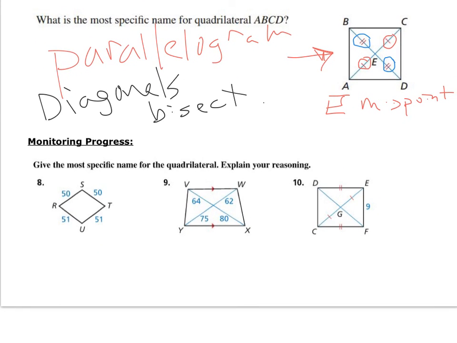I want you to do 8, 9, and 10. Give the most specific name for the quadrilateral and explain your reasoning. When you're finished, raise your hand. Have the sub look and see how your answers are, because they have the key and know what the answer should be. When you're finished with your notes, go ahead and begin the assignment that is attached on the back of the notes. See you soon.